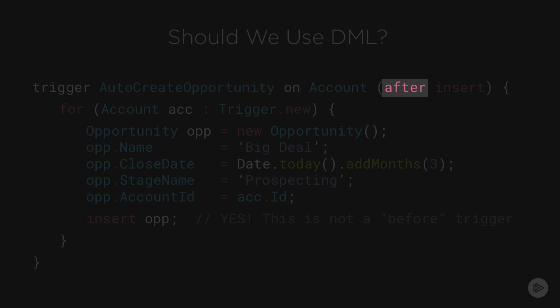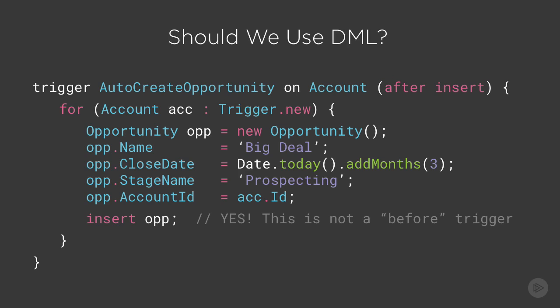Also, this is an after trigger. You always need DML in after triggers since those triggers fire after a record has been saved. But what if we didn't have the DML in this line? Well, we do all the work of creating an opportunity, but it would never get saved to our database. It'd be as if nothing ever happened.